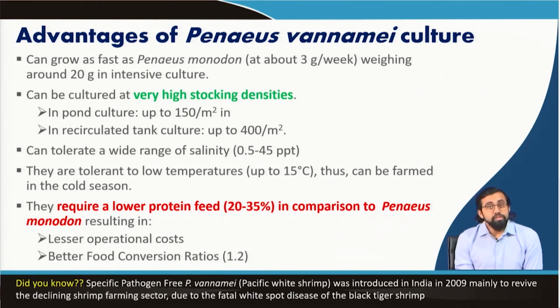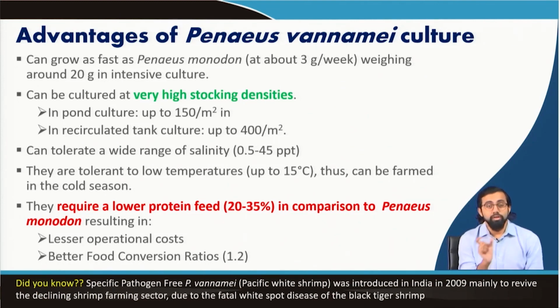What are the advantages of this vannamei culture? They can grow as fast as Penaeus monodon, weighing up to around 20 gram in intensive culture, and a very high stocking density can be maintained. In pond culture, you can go up to 150 per square meter. In recirculating tank culture, it can go up to 400 per square meter. Can you imagine? It's a huge amount, but it is doable, and because of that, it gives you a very high economic return, definitely with the proper design.